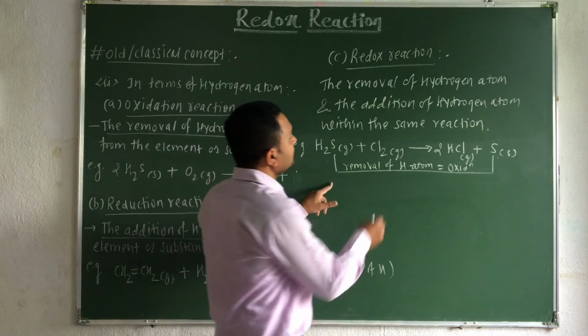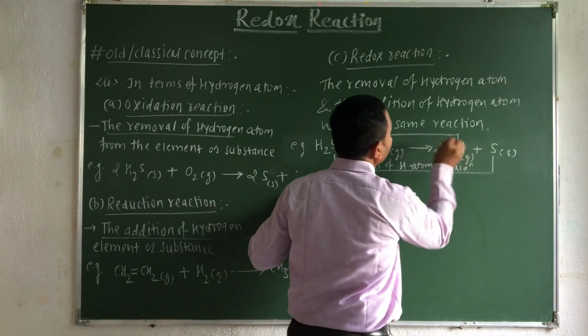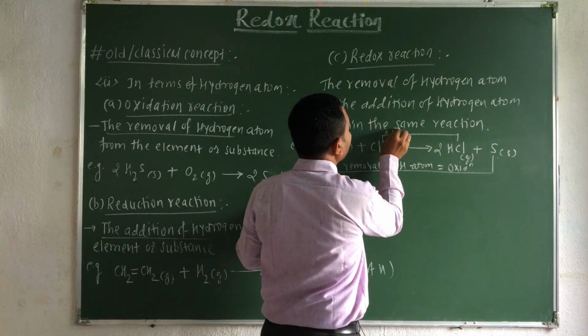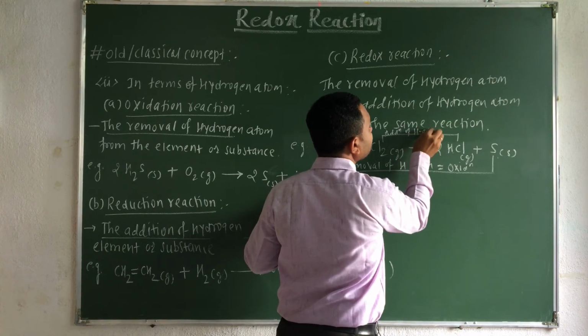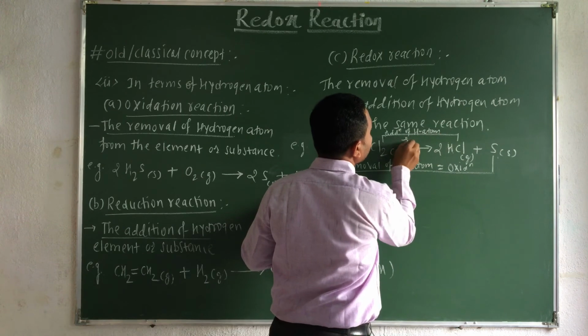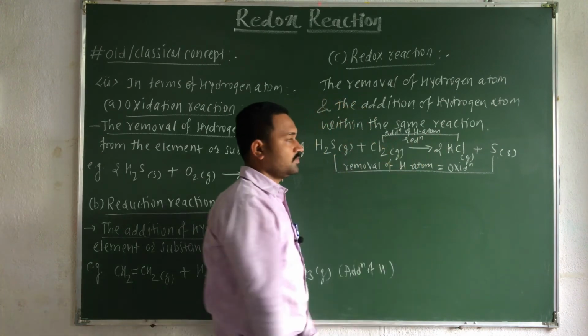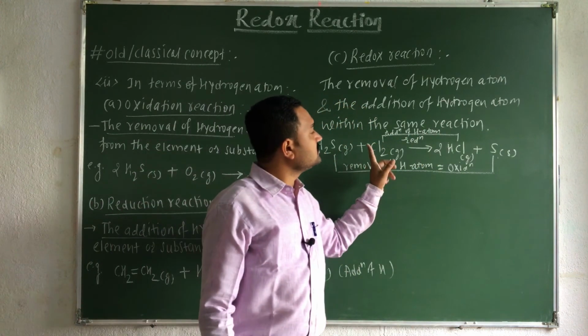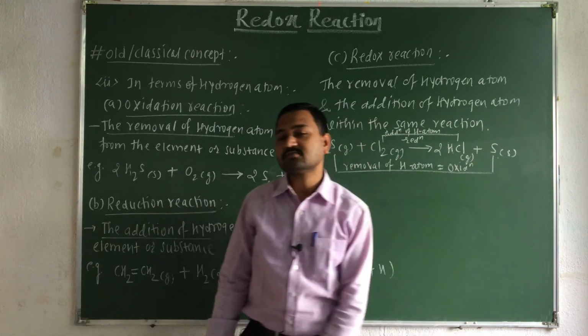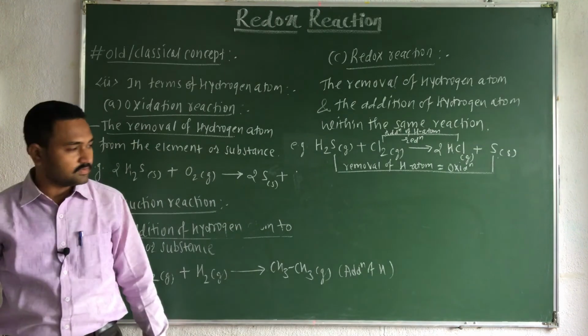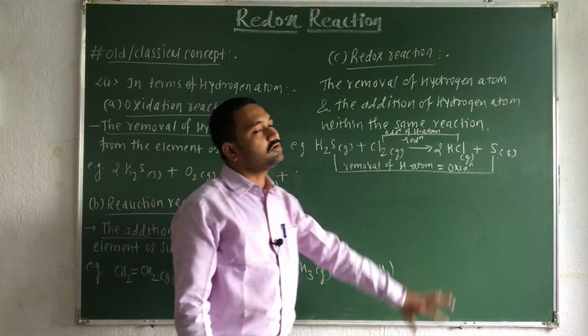And as the addition of hydrogen atom takes place, hence this process will be the reduction process. Cl2 is converting into HCl. So here the addition of hydrogen takes place across the chlorine gas bond. So this is about your redox reaction.